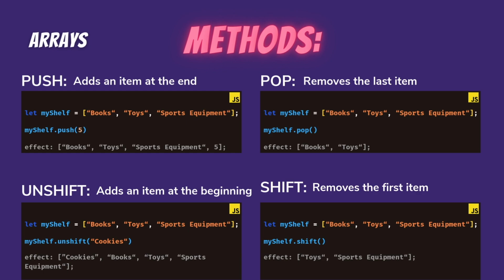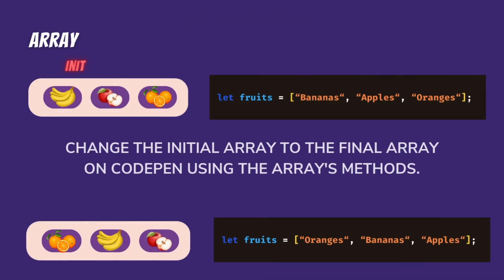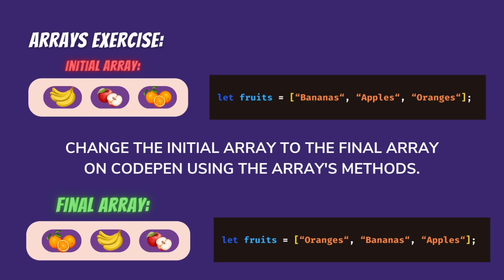Now that you understand these array methods, it's time for a short task. Here's your mission. Imagine you have an array of fruits in your kitchen. You want to rearrange it so that the fruits you need to eat first are at the beginning. Your goal will be to use the methods we discussed to rearrange the items. On the slide, you see the initial state of the list, but below is the final result you should achieve.